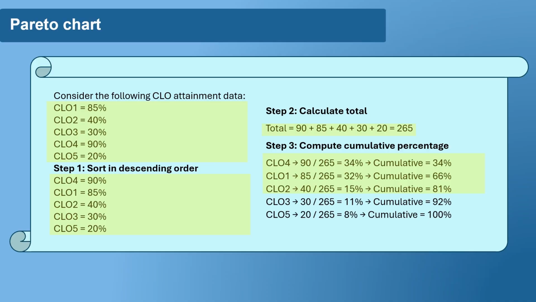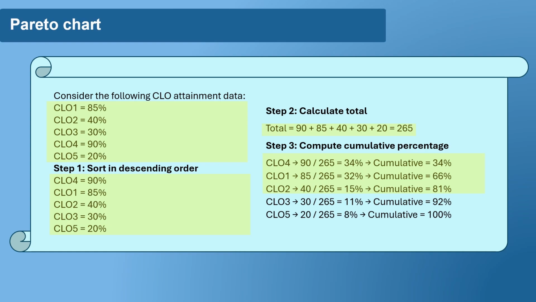The cumulative percentage is calculated to determine the progressive contribution of each CLO to the total attainment. So first, the attainment value of each CLO is divided by the overall total to obtain its individual percentage contribution. Then these percentages are added sequentially to compute the cumulative percentage. For instance, CLO4 has an attainment of 90 out of the total 265, which gives approximately 34%. Since it is the first value, its cumulative percentage is also 34%.